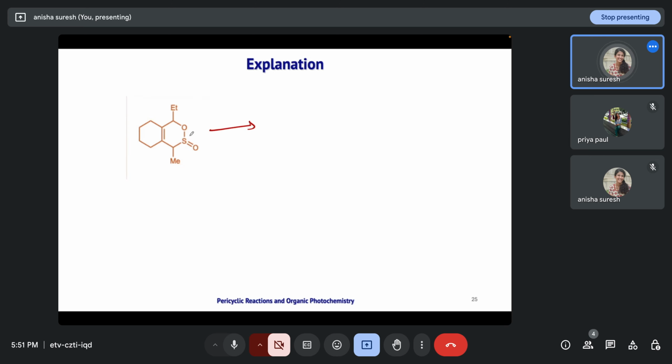Just for explanation, I have kept the slide. This is the mechanism that will be taking place, giving Et Me plus one molecule of SO2 will be getting removed.